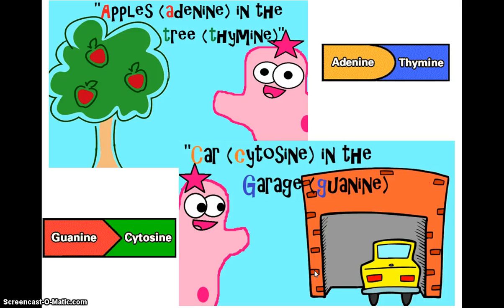You're going to do a bunch of exercises during this DNA unit where you're going to be pairing these up. So you really need to get this memorized. Apple in the tree, A and T go together. Car in the garage, C and G go together. And let's go ahead and kind of show you how that works. So let me get my pen out.